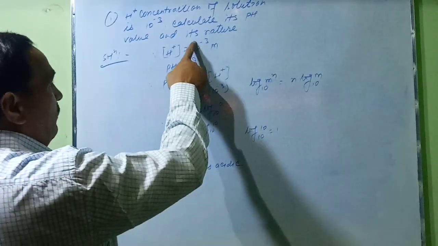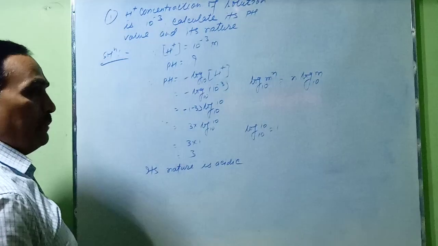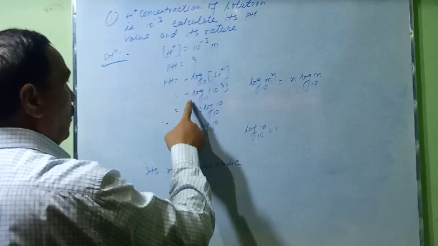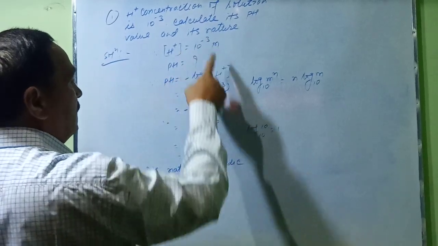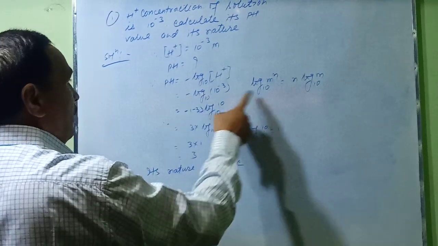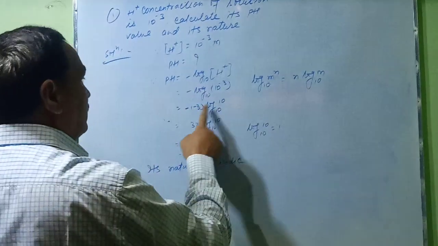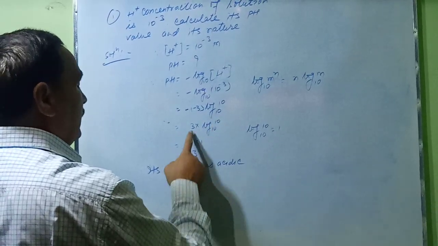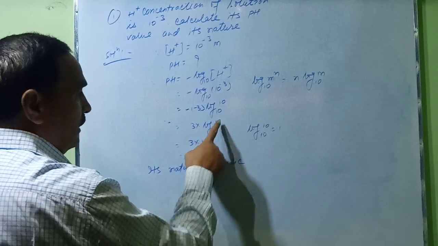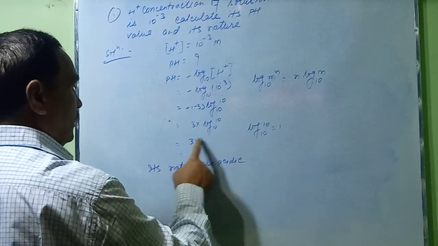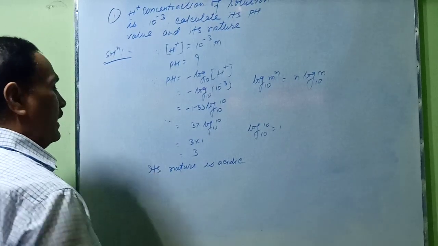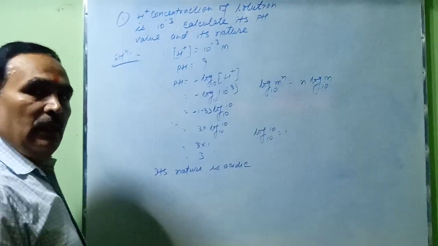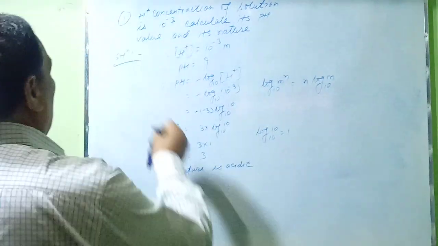Hydrogen ion concentration 10 to power minus 3 molarity. Find its pH. We know pH is equal to minus log hydrogen ion concentration. Putting the value, by formula minus minus 3 log 10 base 10, 3 into log 10 base 10 is equal to 1. So 3 multiplied by 1 is 3. Its nature is acidic because it is less than neutral solution. Next problem.